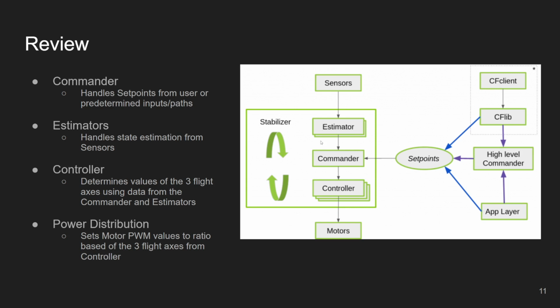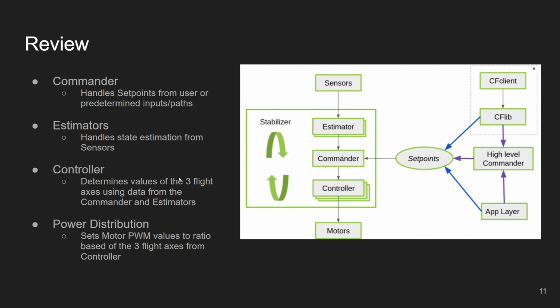The next step is the estimators. So right here you have your estimators. That pulls data in from the sensors and gives you an estimated state of what the current roll, pitch, and yaw are of the drone. And then those will get passed with the set points from the commander down to the controller. And from there, the controller will determine the values needed to set for those 3 flight axes.